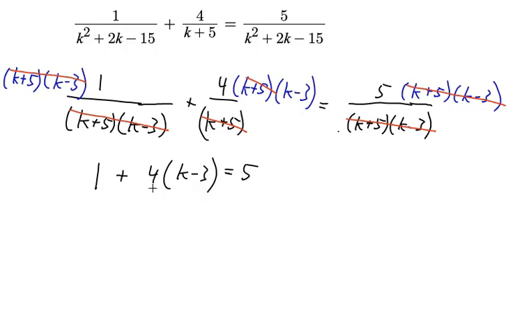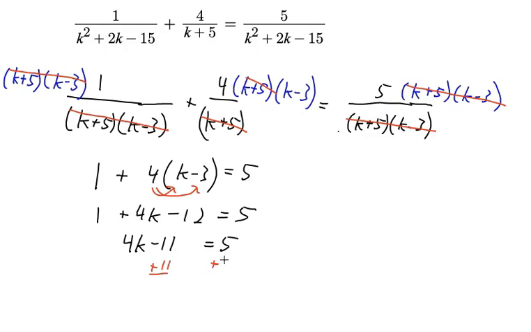We'll distribute the 4. Combine like terms on the left side. And use our inverse operations to solve for k. And we get k equals 4.